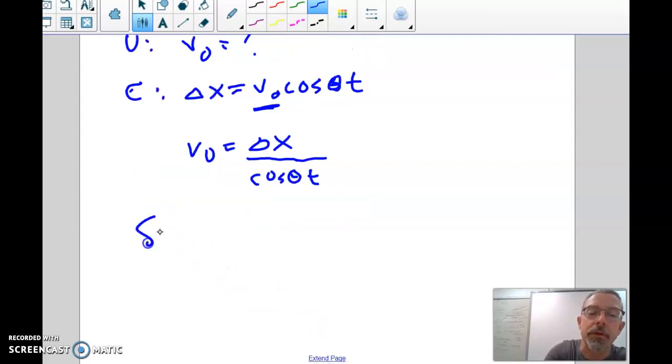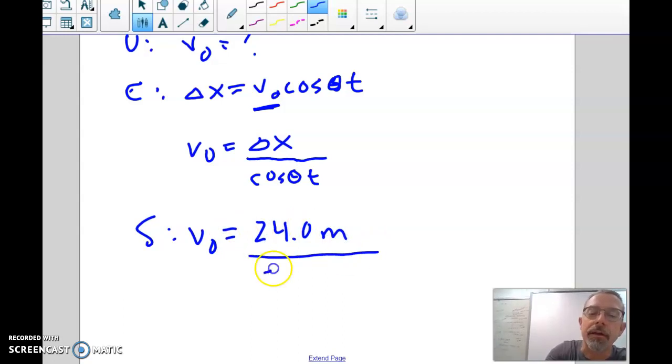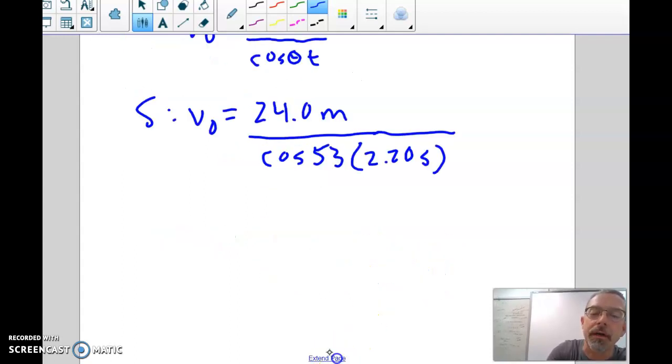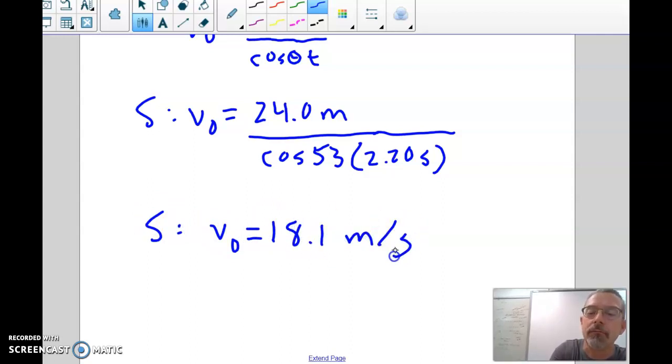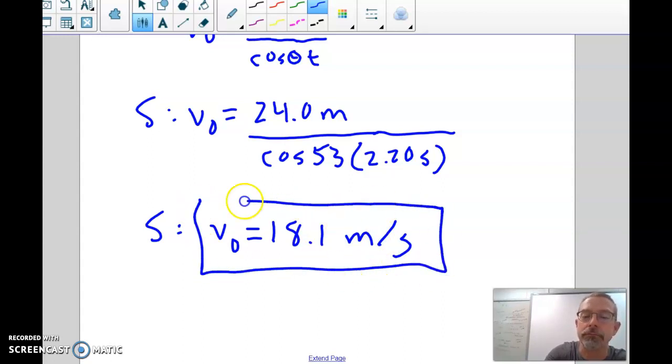Now you substitute in what you know. My delta x is 24.0 meters. I've got the cosine of 53 times my time, which is 2.20 seconds. And when it's all said and done, my V0 becomes 18.1 meters per second. Box that up, ship it out. That is your answer to the first part of the question.